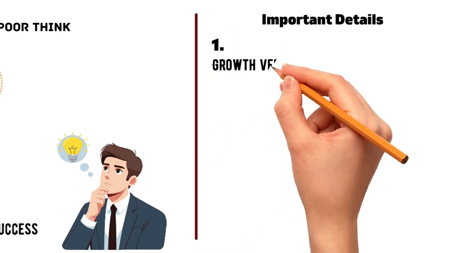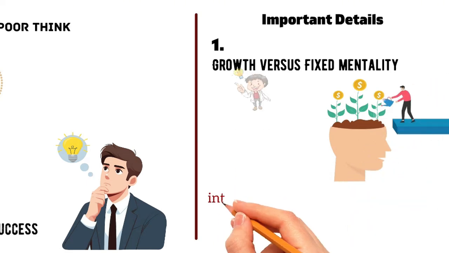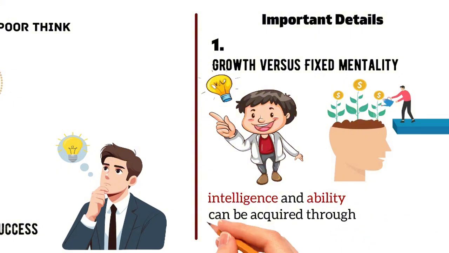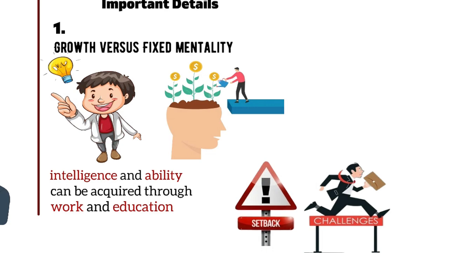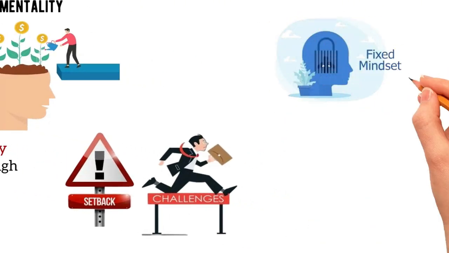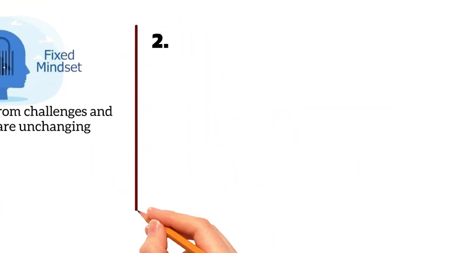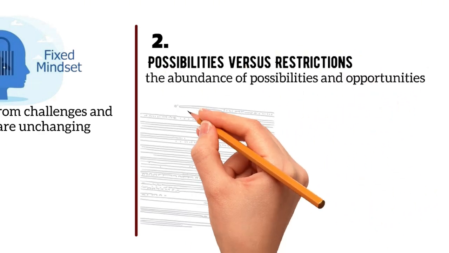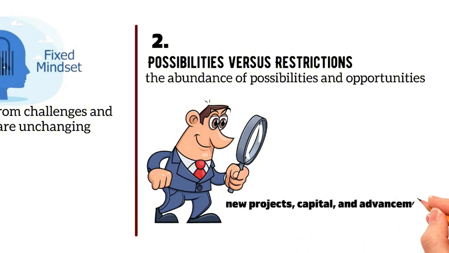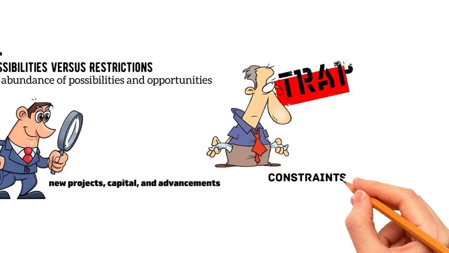First, growth versus fixed mentality. Wealthy people tend to have a growth mentality, which is the belief that intelligence and ability can be acquired through work and education. They welcome challenges and see setbacks as chances for improvement. On the other hand, people with a fixed attitude could shy away from challenges and think their skills are unchanging. Number 2, possibilities versus restrictions. The wealthy see an abundance of possibilities and opportunities. They actively search for new projects, capital, and advancements. The impoverished, on the other hand, frequently feel trapped in their existing circumstances and may concentrate on constraints and hurdles.